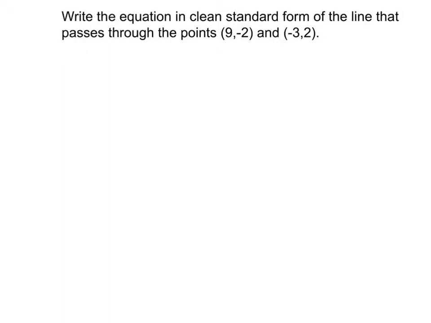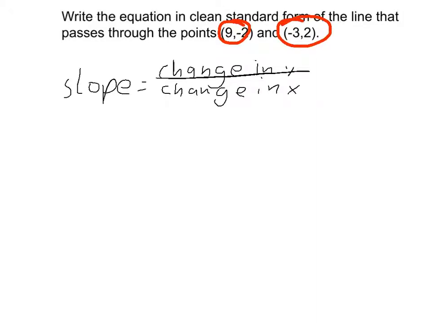Alright, write the equation in clean standard form of the line that passes through the points (9, -2) and (-3, 2). So, to start, we'll find the slope using these 2 points. Slope equals the change in y over the change in x. So we can find this using the equation y2 minus y1 over x2 minus x1. So we have our y2, our y1, our x2, and our x1. Now we just insert these numbers into the equation.